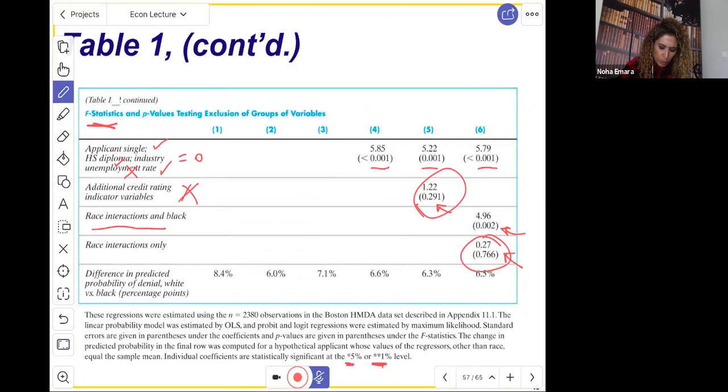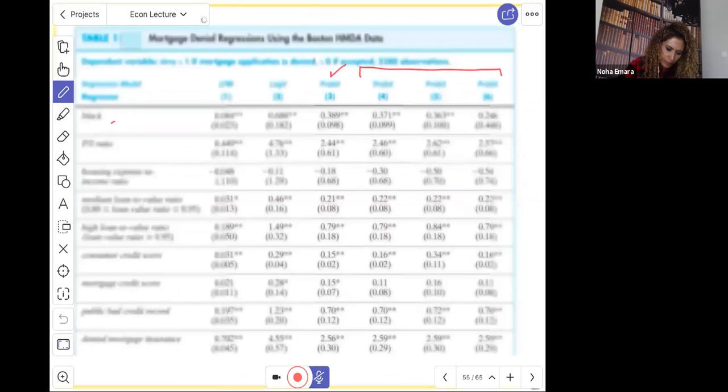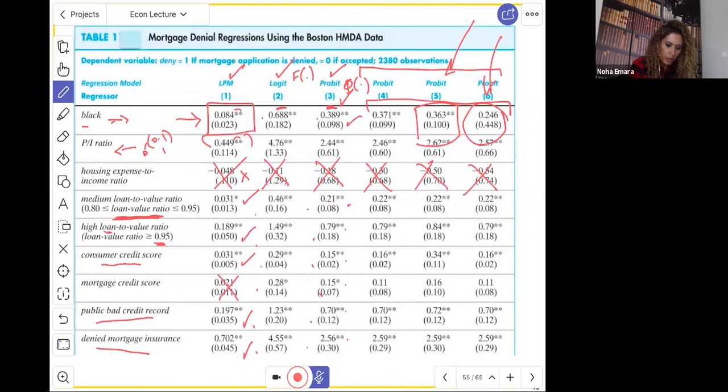There is a 76.6% probability of having different standards for blacks versus whites. This one is very important. Why? Because it's showing me the difference in predicted probability of deny for white versus black. I know that the very first one is easy to find because I can get it right from here. It's right here, right? So you get it multiplied times 100 and the answer is there.